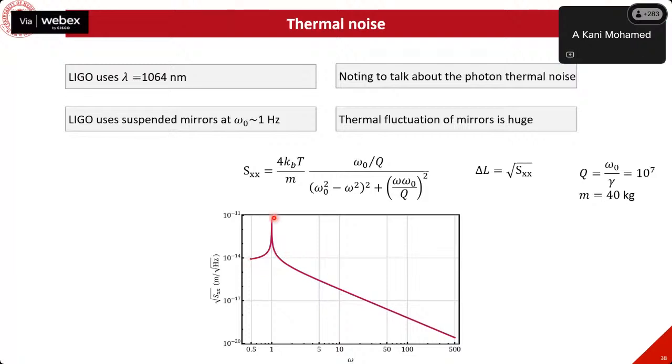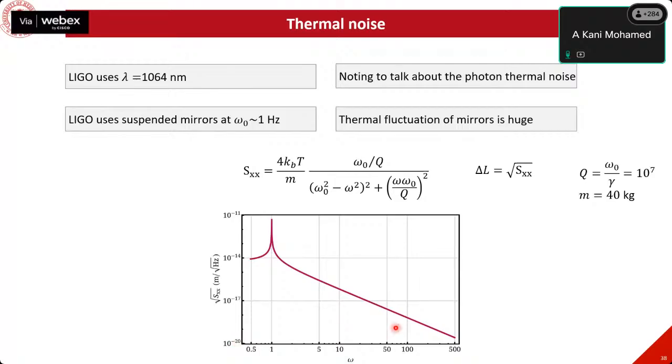So this is the resonance frequency. If we work at resonance frequency, this noise is very huge. Even tiny fluctuations will be picked up, and the noise will be huge at this frequency. But if we go far from the mechanical resonance frequency, this is drastically reduced to a level like 10 to the power minus 20.